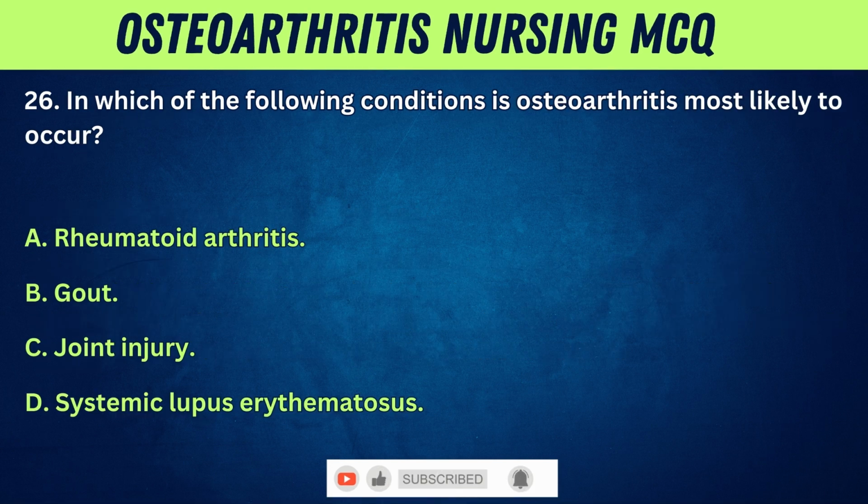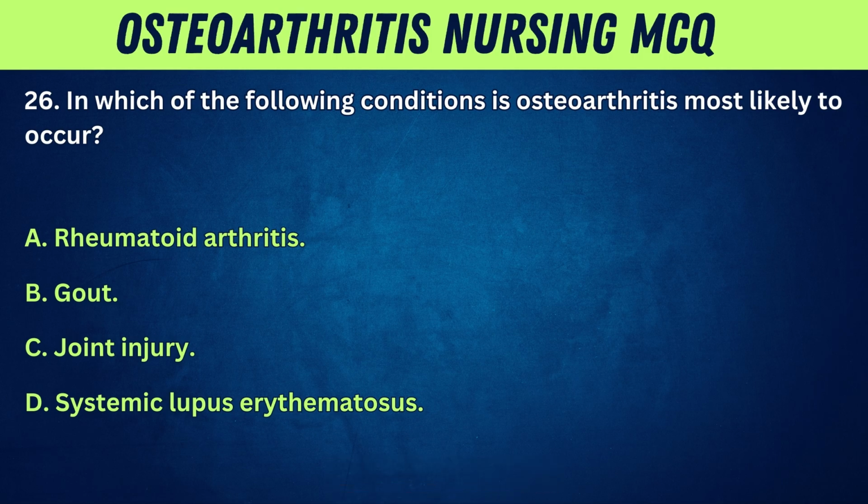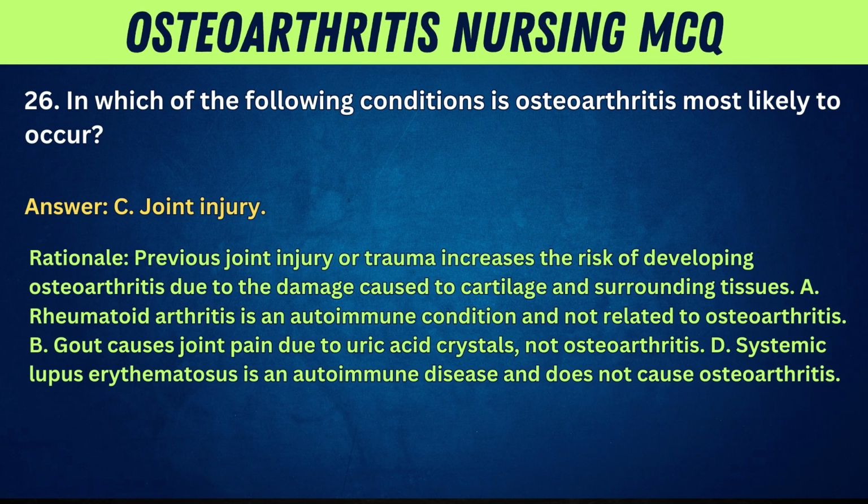26. In which of the following conditions is osteoarthritis most likely to occur? A. Rheumatoid arthritis. B. Gout. C. Joint injury. D. Systemic lupus erythematosus. Answer: C. Joint injury. Rationale: previous joint injury or trauma increases the risk of developing osteoarthritis due to the damage caused to cartilage and surrounding tissues.